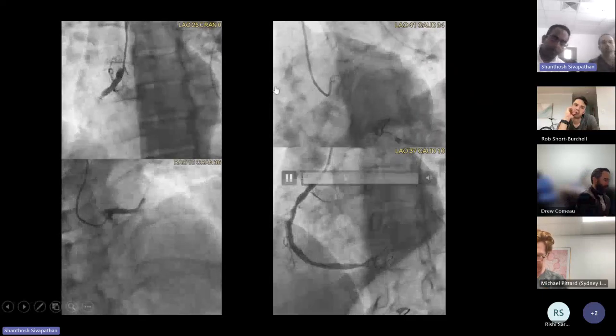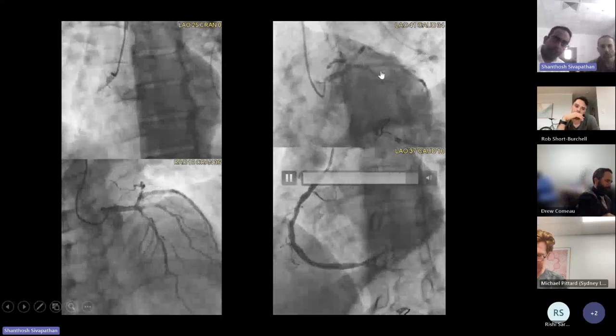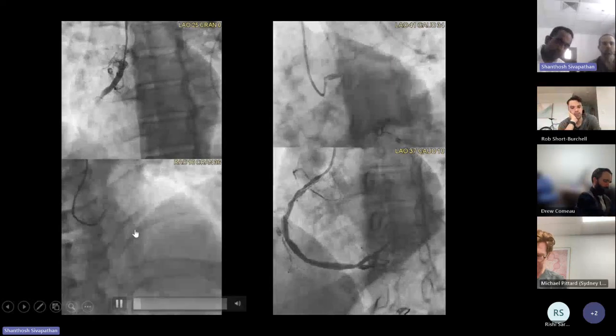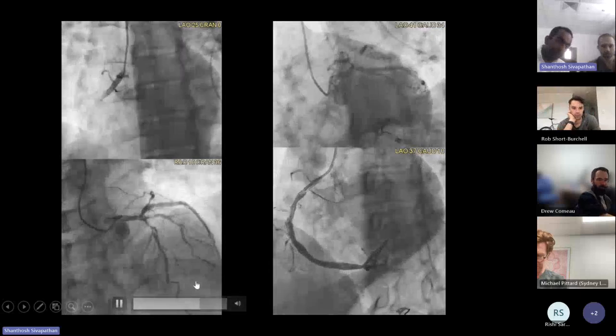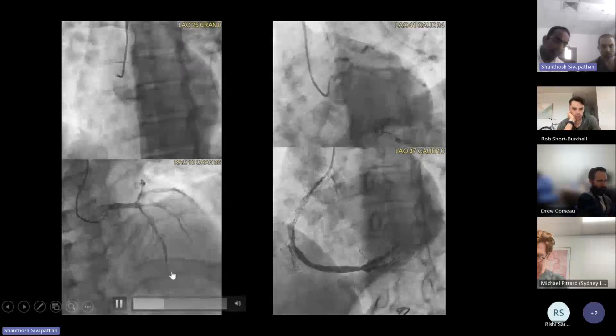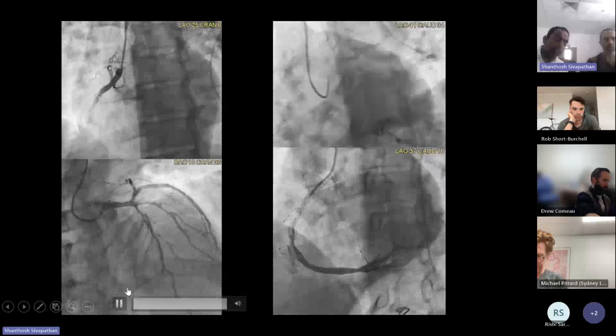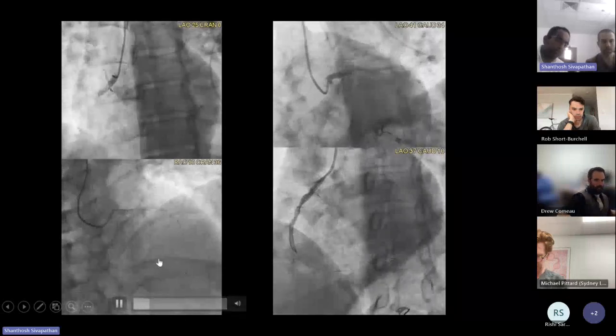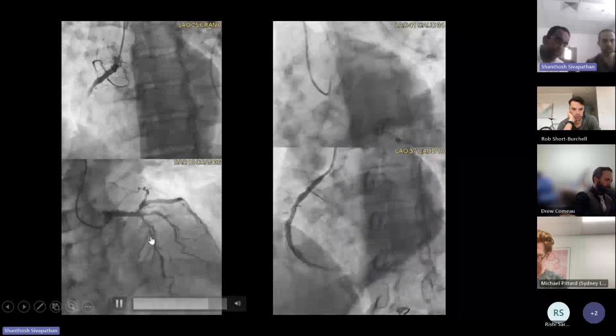So that's 100% occlusion. This is of the left system. They've got disease elsewhere, including the LAD that is going down and supplying the apex. So that's how I know that it's the LAD. And the other factor I know it's the LAD: it's got septal branches coming off on one side and diagonal branches on the other side. Again, the LAD is not normal. It has disease in there.